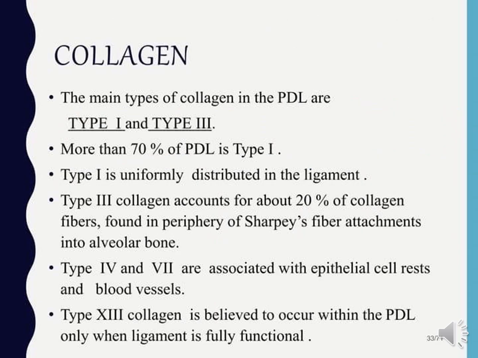Coming to collagen, the main types of collagen in PDL are type 1 and type 3 collagen. More than 70% of PDL is type 1 collagen. Type 1 is uniformly distributed in the ligament. Type 3 collagen accounts for about 20% of collagen fibers found in the periphery of Sharpey's fiber attachments in the alveolar bone. Types 4 and 7 are associated with epithelial rests and blood vessels. Type 13 collagen is believed to occur within the PDL only when the ligament is fully functional.